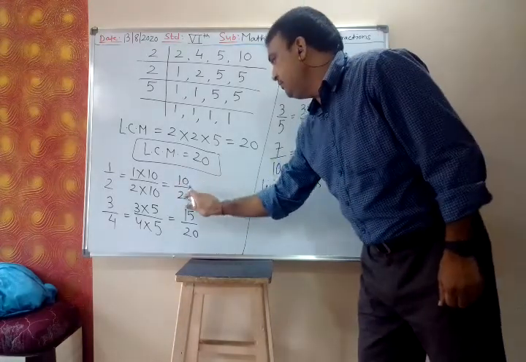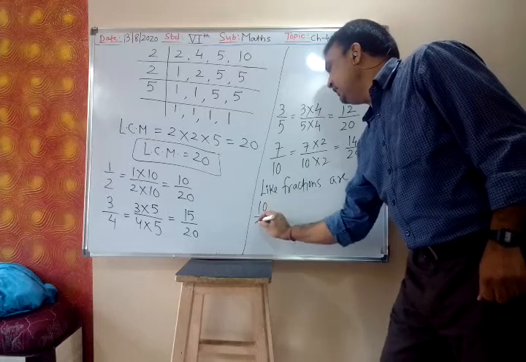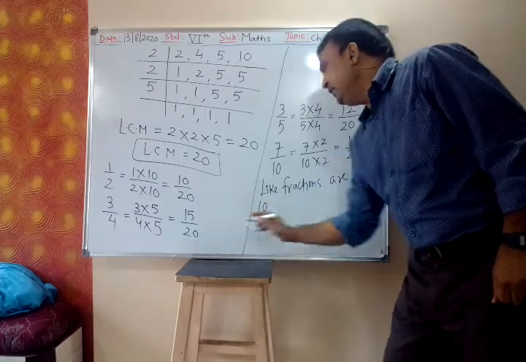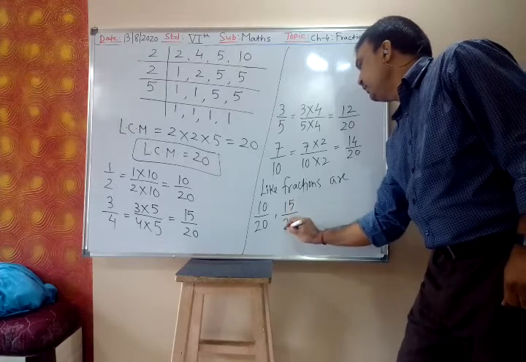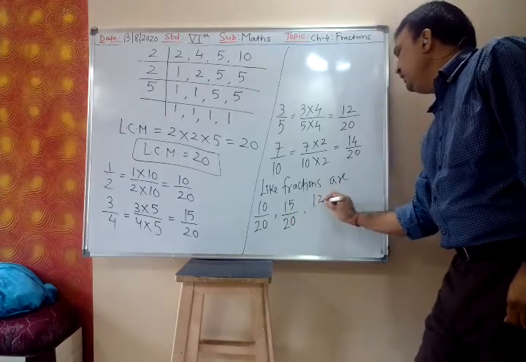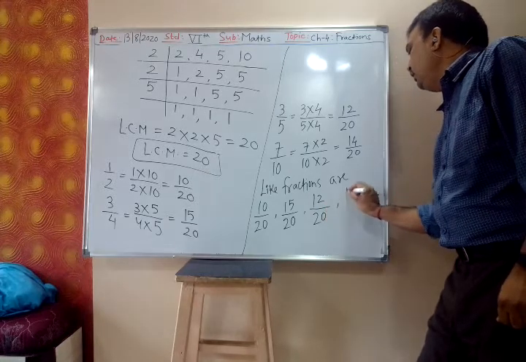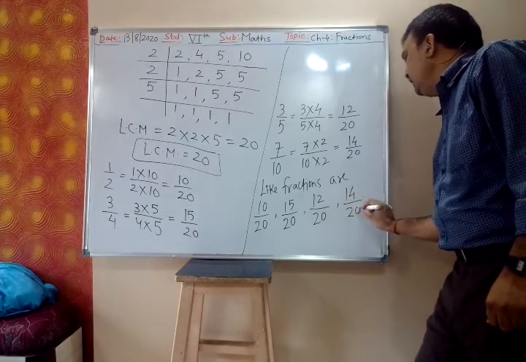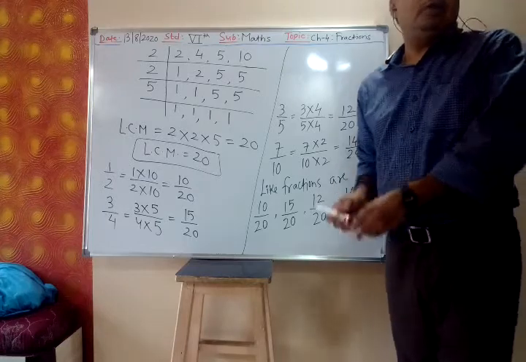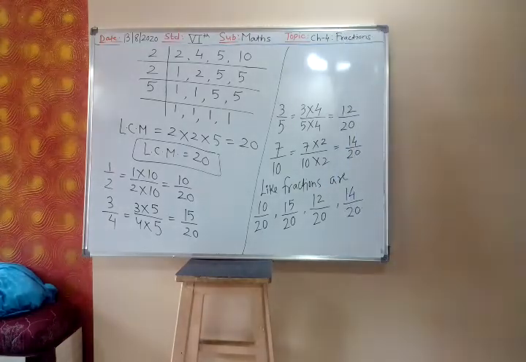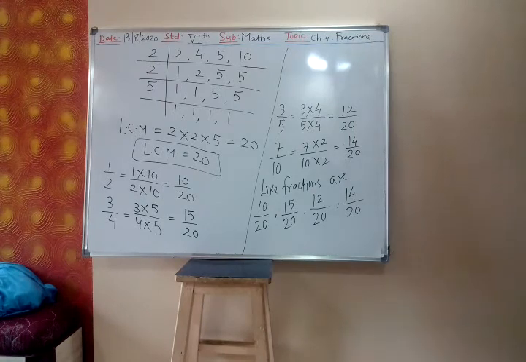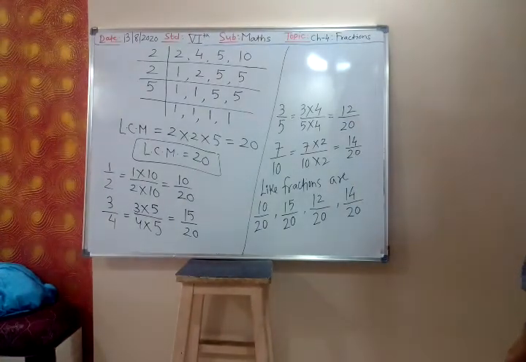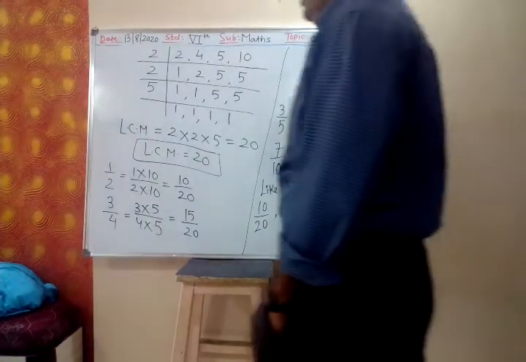The like fractions are 10 upon 20, then 15 upon 20, then 12 upon 20, then 14 upon 20. So these fractions are like fractions because the denominator of each fraction is 20.